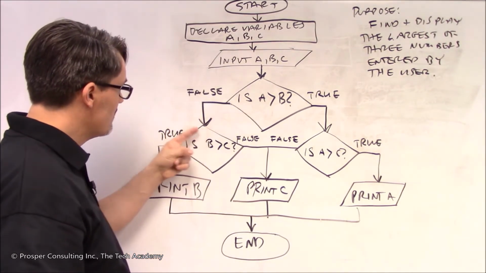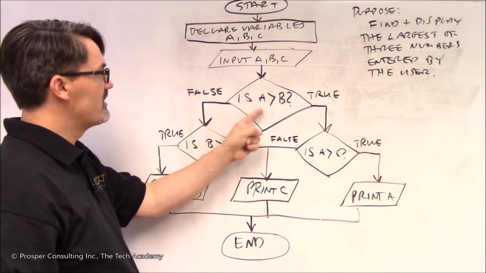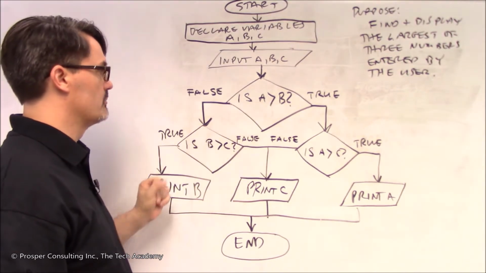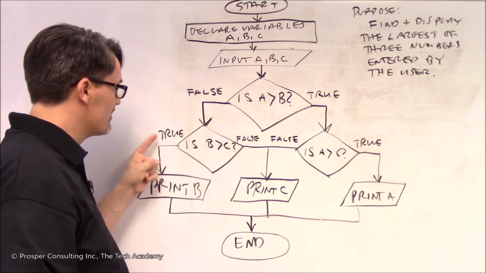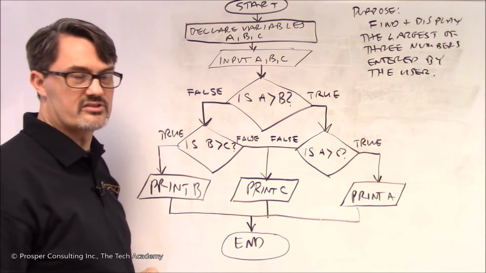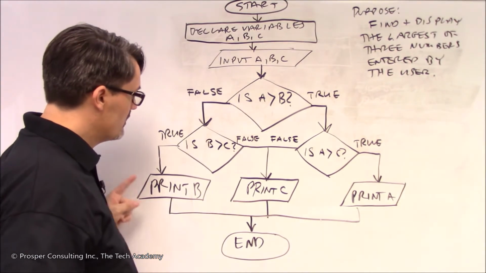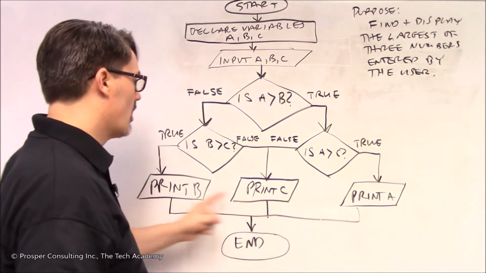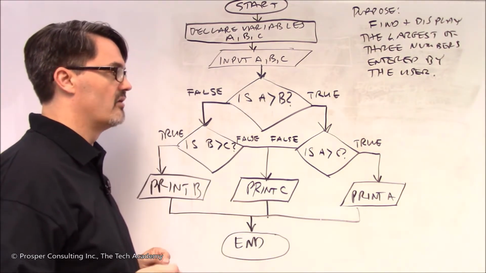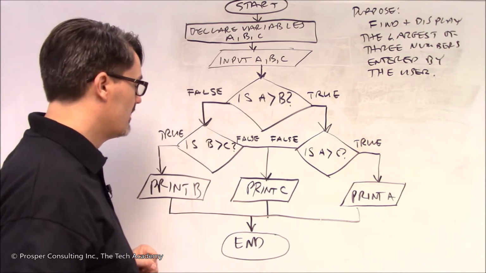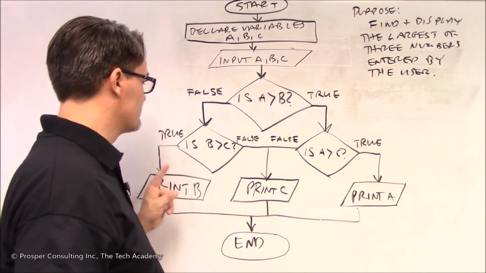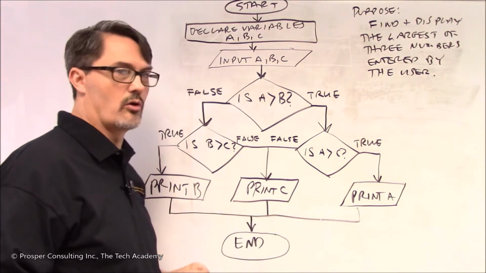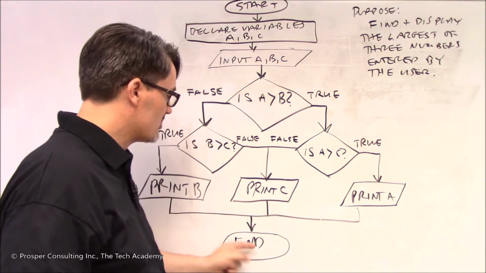And finally, this path of execution. We figured out that A is not in fact greater than B. Now we're comparing whether B is greater than C, and it is. We now know that B is the largest of the three numbers. We print B. Notice that we've accounted for all three possibilities of which one's the largest number. And when we're done, no matter what happens, whether it's A, B, or C that's the largest and gets printed, we finally terminate the program.